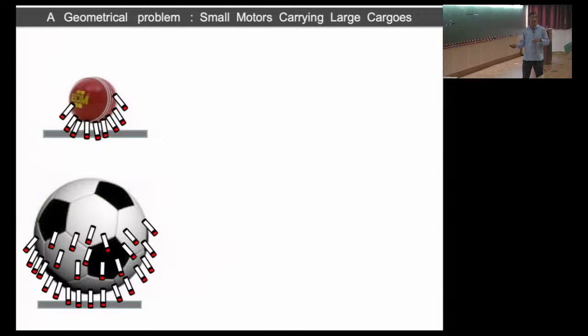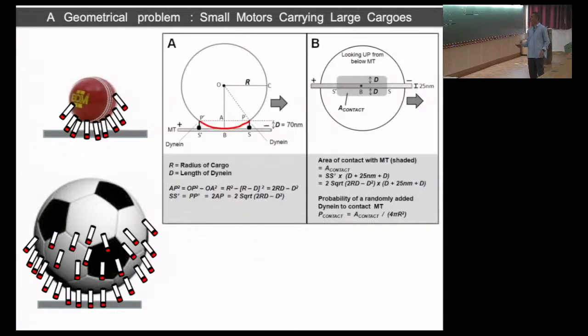If I want to improve transport for large cargoes, large with respect to the size of the motor is what I mean. And remember that the motor is of the order of 100 nanometers. What can I do? So you can simply do, let's say you know the size of this motor, and you can calculate an area. So now what I'm doing is that this is the arc. Given the size of the motor, 70 nanometer, there's a certain arc from which I can reach this. Otherwise, if I'm above this, I can't reach it.